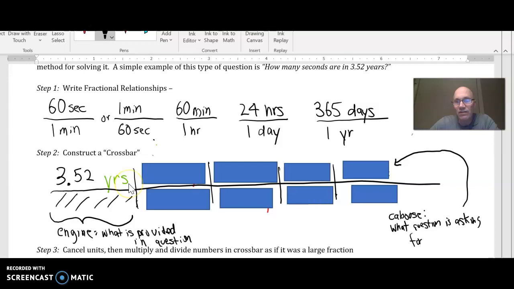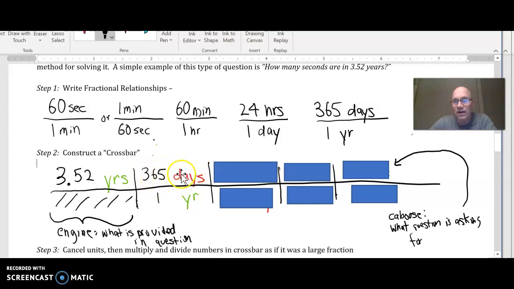The basic rule that we have to follow, though, is that whatever unit we have right here has to match diagonally in this fashion. Since I've got years right here, I can tell you that I'm going to have years right here. So we're going to scan through these relationships and see, do we have any of these relationships that has years? This one right here. So we're going to put this relationship in here so that I've got years on the bottom. When I put year on the bottom, that puts 365 days up top.